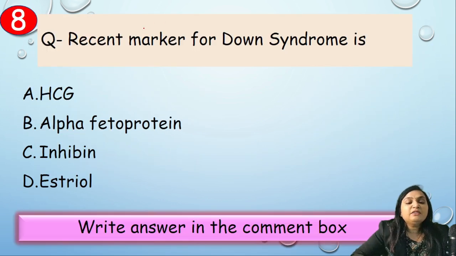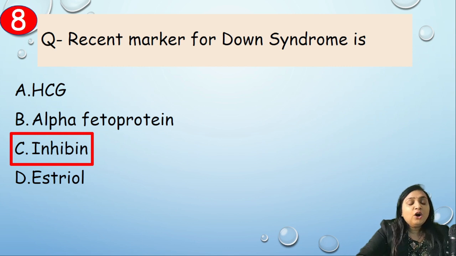So the recent marker for Down syndrome is, options are HCG, alpha fetoprotein, inhibin, or estriol. The correct answer is option C, inhibin.